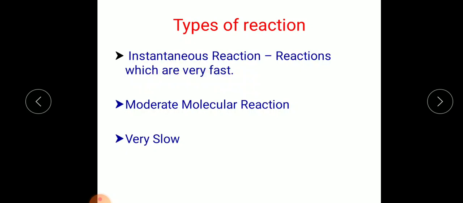Moderate molecular reaction. Moderate means not too fast, not too slow. Say for example, rusting of iron can take place in 2 or 3 days. That comes under moderate molecular reaction. And very slow reaction means if the reaction takes around 5 to 6 days, they are known as very slow reaction. Okay, so reactions can be classified into these three types.